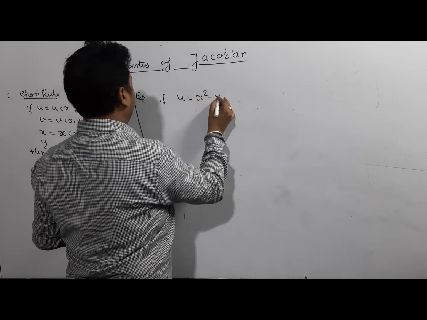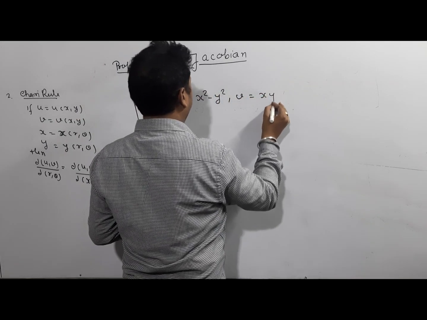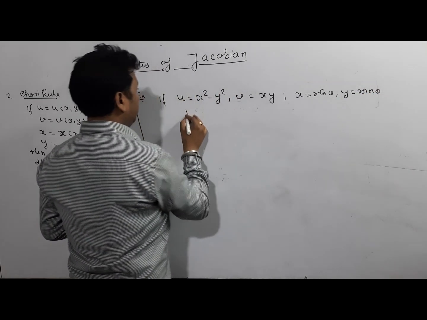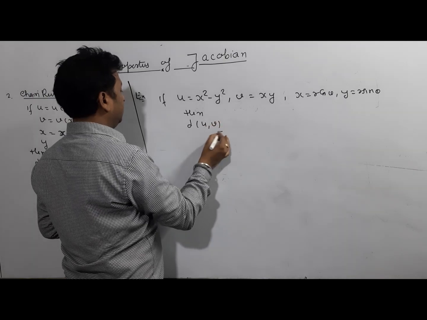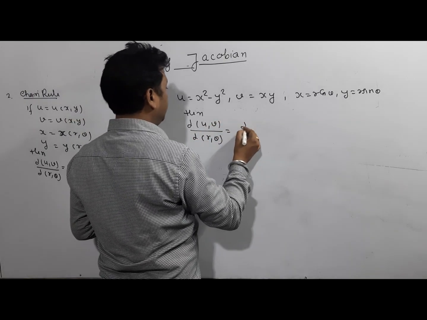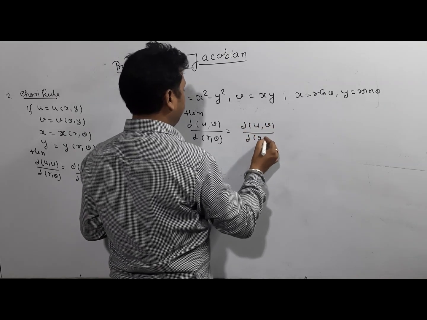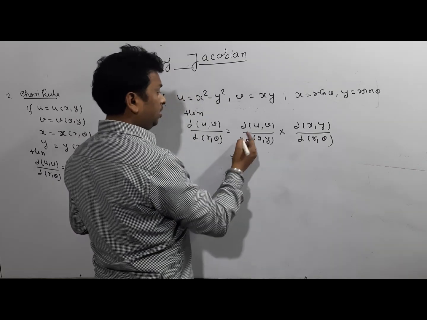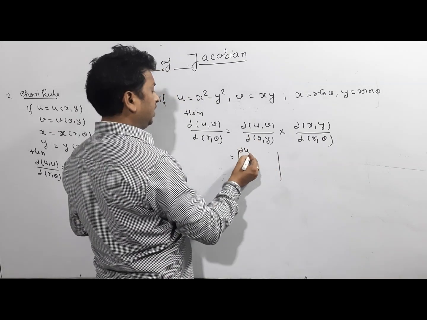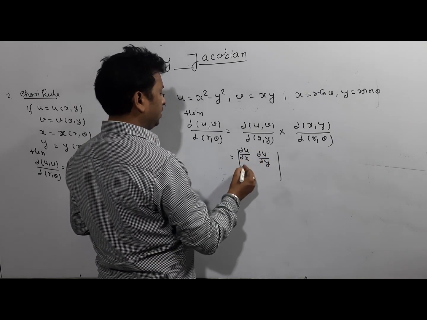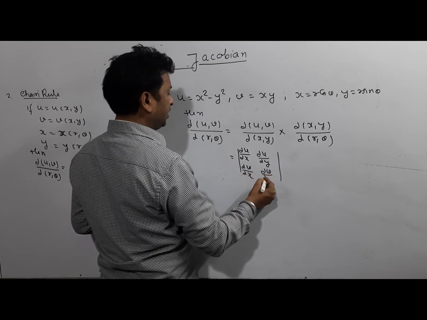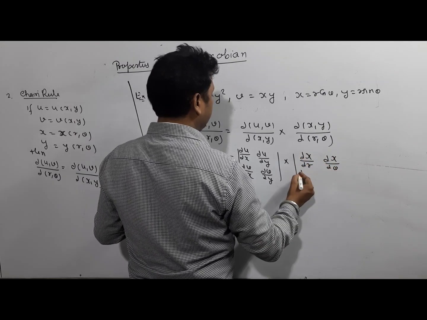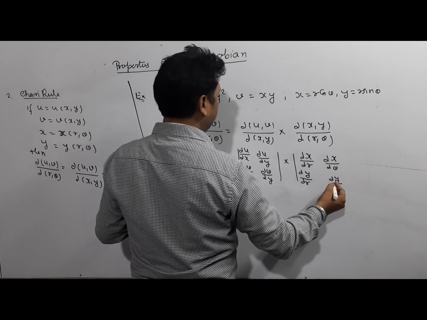If u is equal to x square minus y square, v is equal to xy, x is equal to r cos theta, y is equal to r sin theta, then what is the Jacobian of uv with respect to r theta? This is the Jacobian of uv with respect to xy into the Jacobian of xy with respect to r theta. So what is the Jacobian of uv with respect to xy? Del u over del x, del u over del y, del v over del x, del v over del y, into del x over del r, del x over del theta, del y over del r, del y over del theta.